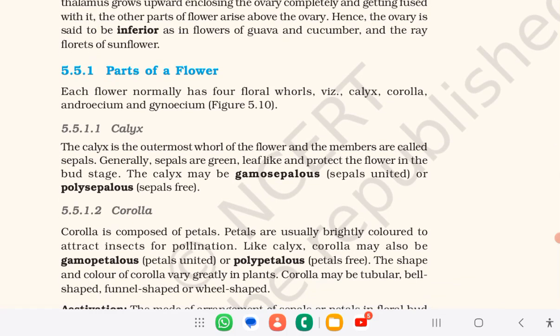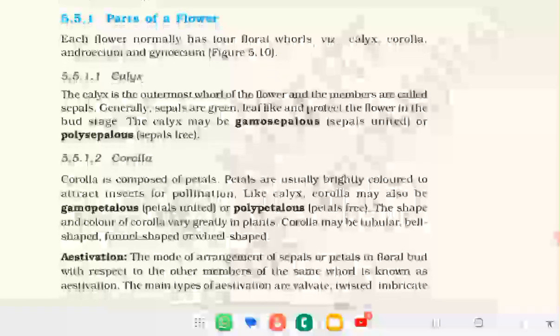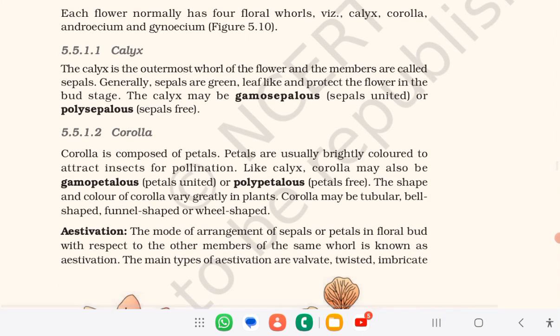Number 1, Calyx. The calyx is the outermost whorl of the flower, and the members are called sepals. Generally, sepals are green, leaf-like, and protect the flower in the bud stage. The calyx may be gamosepalous, that means sepals are united, or polysepalous, sepals are free.